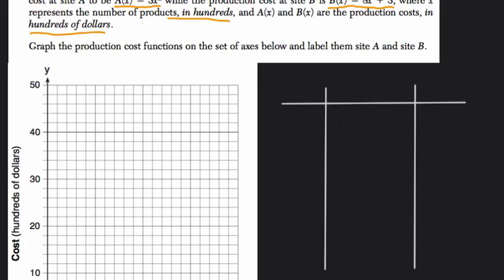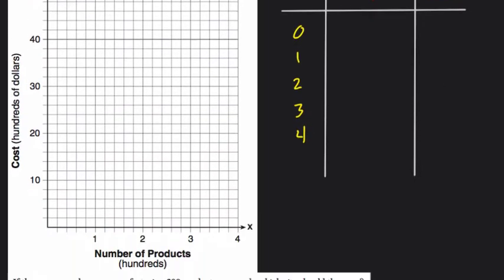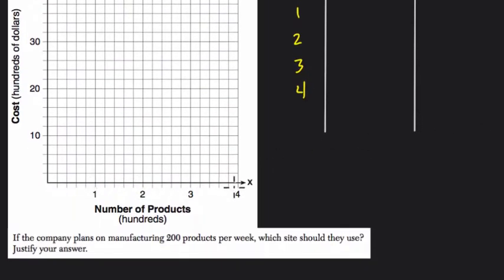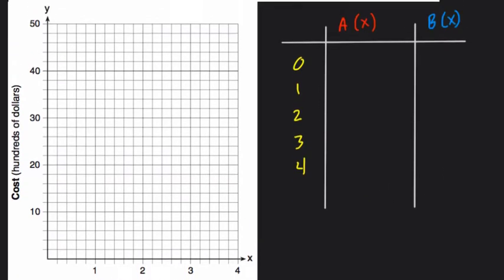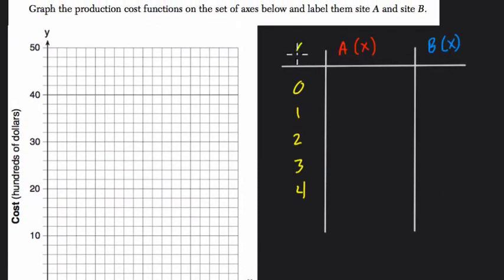So in general, let's use red for A of x. And we'll use blue for B of x here. Okay, so red and blue. And then we're going to plug in certain inputs. We're going to plug in 0, 1, 2, 3, 4. Those aren't random. I'm choosing inputs that they give us on the graph. Look at the graph for a moment. They give us 1, 2, 3, 4, and 0 as key points. I'm not going to choose 5 or 6 because it's not even in the domain or the x range that they give us.